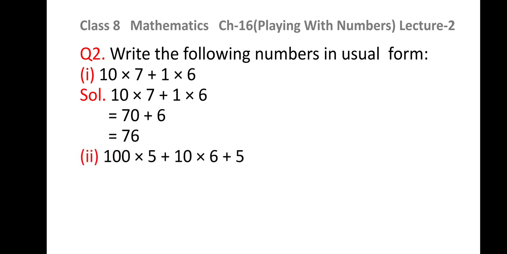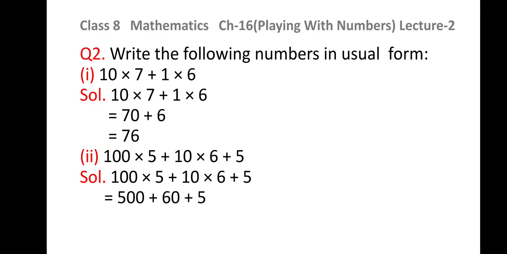Second part is 100 into 5 plus 10 into 6 plus 5. Here 5 means 1 into 5. Though in some of the questions it may be given to you, in some of the questions it may not be written like this. So it is quite understood that the digit at ones place is being multiplied by 1, so it can be written 5 only. So it will be 100 into 5 plus 10 into 6 plus 5 is equal to 500 plus 60 plus 5, which is equal to 565.